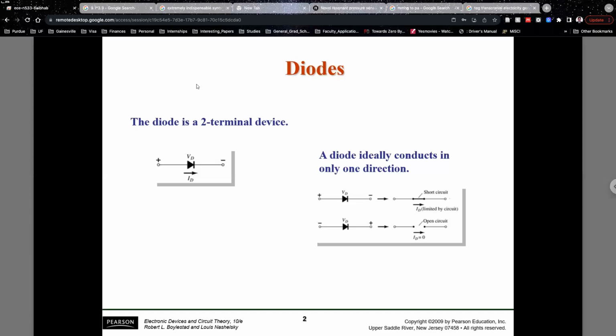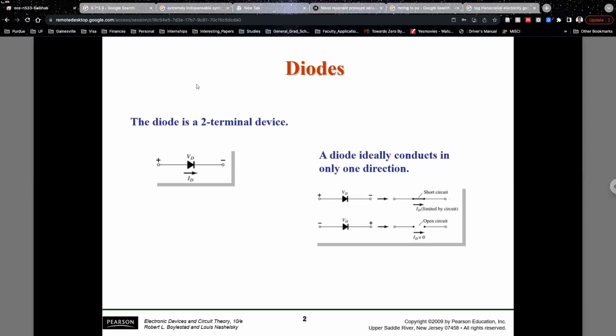But when you have a diode in this configuration, where the positive voltage is applied to the P side and the negative voltage is applied to the N side, this is called forward biasing the diode. Your positive terminal is connected to P and negative terminal is connected to N. So that's an easy way to remember that the PN junction diode is forward biased when P is connected to positive and N is connected to negative. That's called forward biasing the diode. And in that case, the diode becomes a short circuit. Current can flow from left to right.